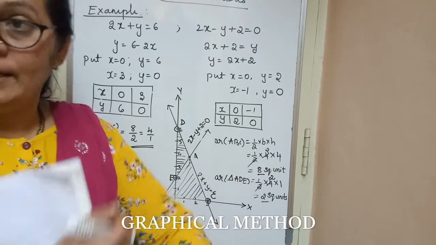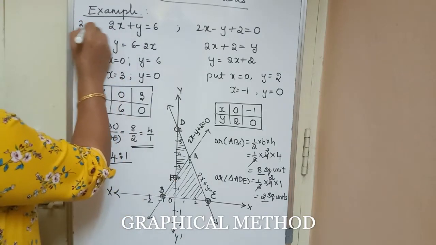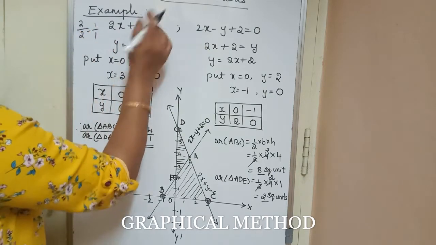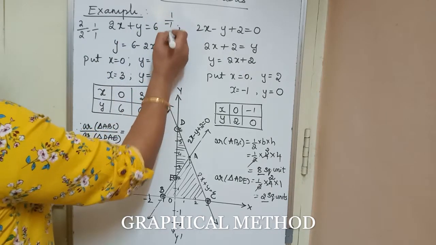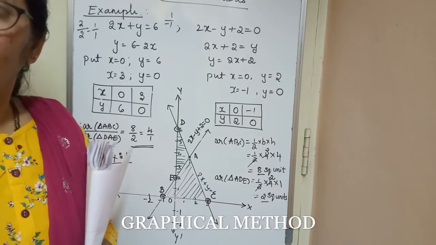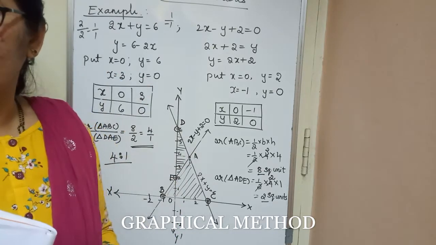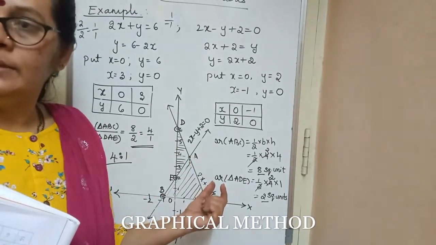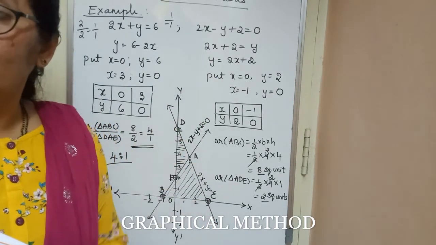Now we'll compare the ratios. See here, A1 is 2 and A2 is also 2. What is the ratio? 1 by 1. Now see B1 by B2. B1 here is 1, B2 is minus 1. So are they equal? Is 1 by 1 equal to minus 1 by 1? No, it is not equal. So you will get one solution. You will get intersecting lines and only one solution. So this pair of equations is called a consistent pair of equations.